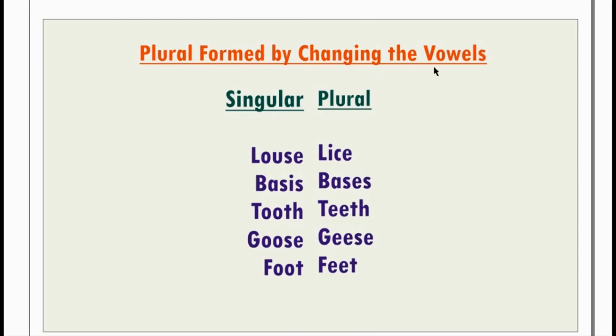Plural formed by changing the vowels. Okay, here, louse, singular. Lice, plural. Basis, singular. Bases, plural. The only difference is that this basis ends in SIS, while this one ends in SES. The same thing happens to thesis, crisis. The singular ends in SIS, while the plural ends in SES. Tooth, teeth. Goose, geese. Foot, feet. So in these cases, the vowels are changed from one vowel sound to another, from one vowel letter to another.